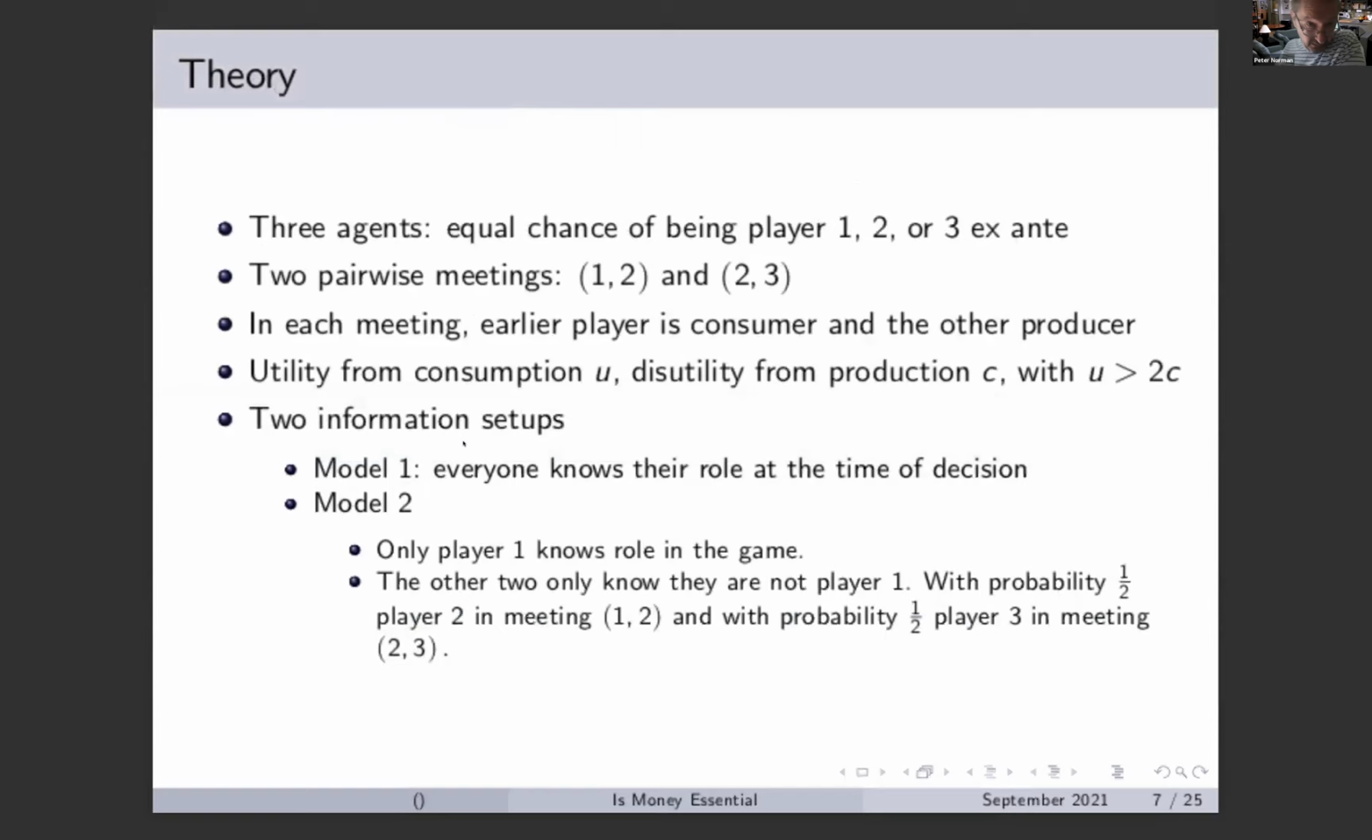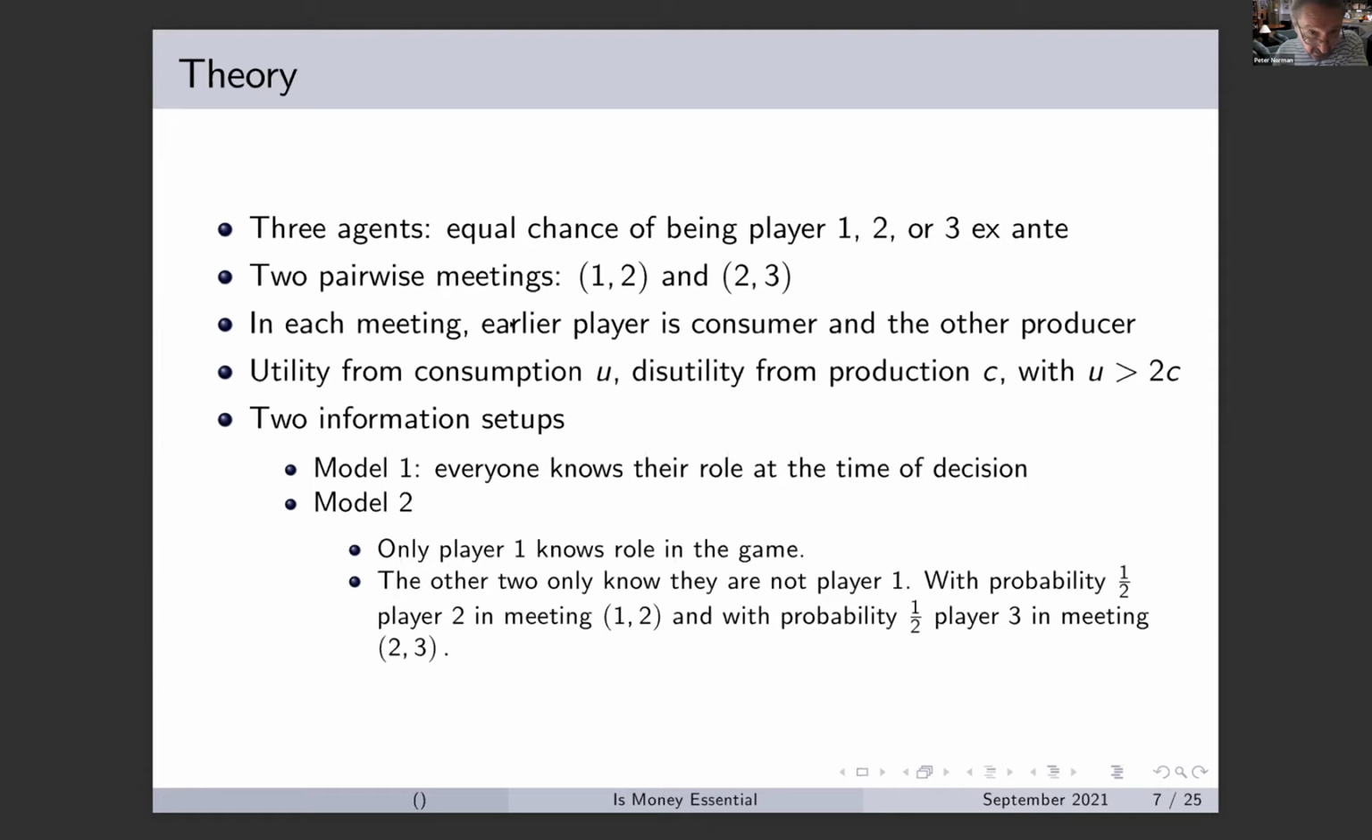Now, in terms of the theory, this is probably the simplest model of money you could imagine, the version where money is in equilibrium. Next time, if I ever teach intermediate micro again, I will use this model as a simple illustration of Kiyotaki and Wright. So we have three agents. Ex ante, there's an equal chance that you play one, two, or three. And there are two pairwise meetings. First, one meets two, and then following that meeting, two meets three.